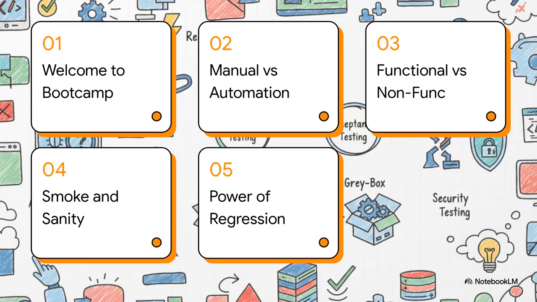So, here's our game plan for today's explainer. We'll start with a quick welcome to bootcamp, then contrast manual versus automation testing. After that, we'll break down functional versus non-functional, run through smoke and sanity checks, and wrap up with the absolute power of regression testing. Let's just get right into it.